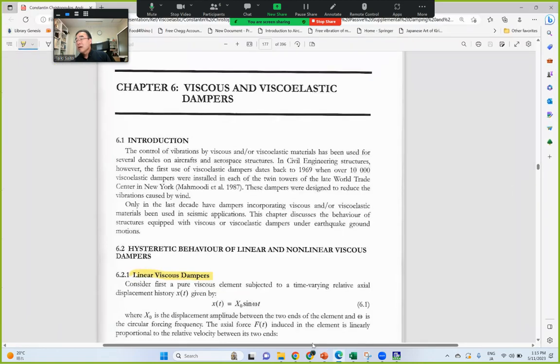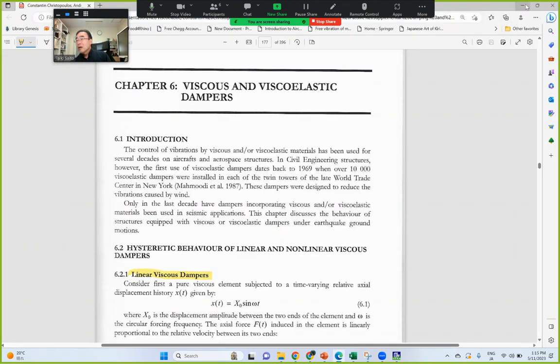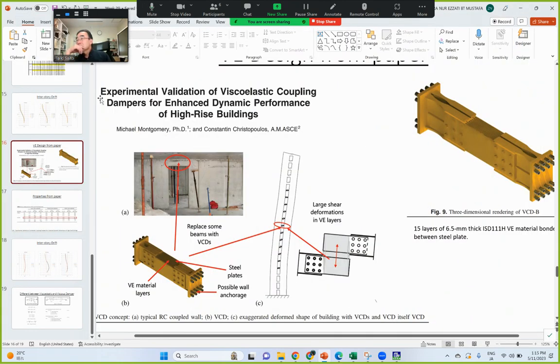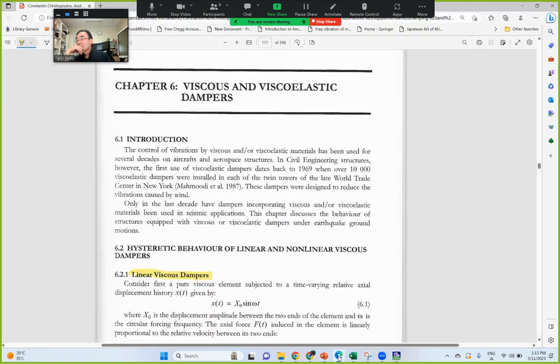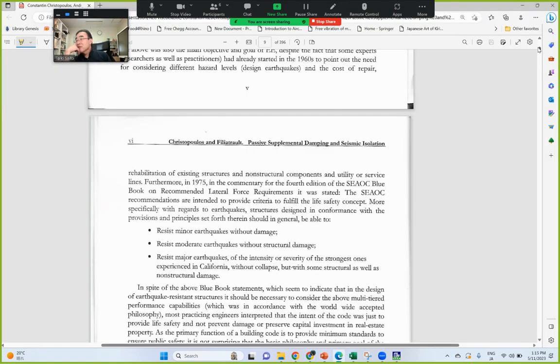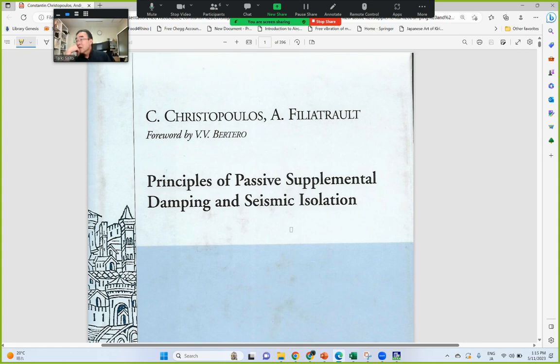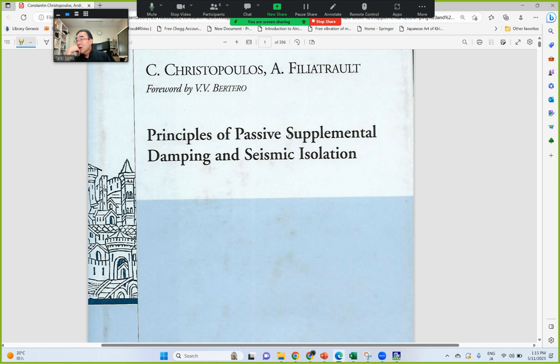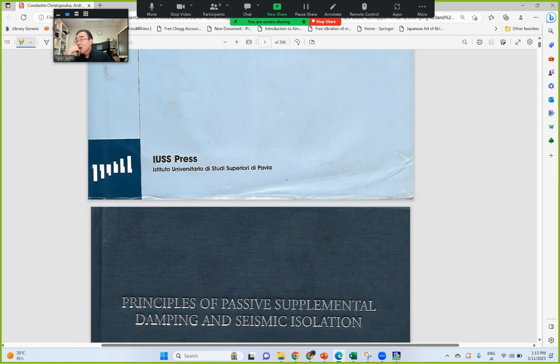I will share this book with you on Google Drive. Oh yeah, it looks very nice. Is he a professor at... I believe so. It seems like the book that we purchased for this displacement design method is from the IUSS Press.